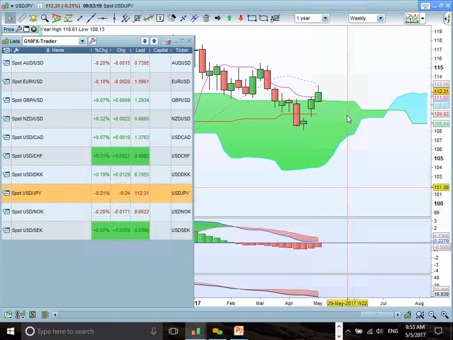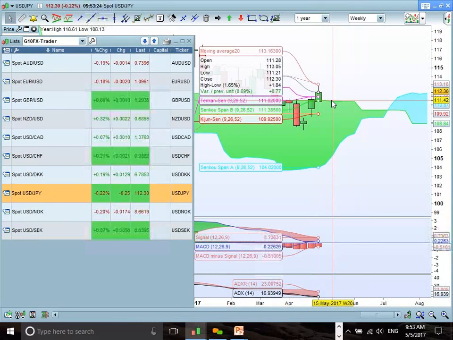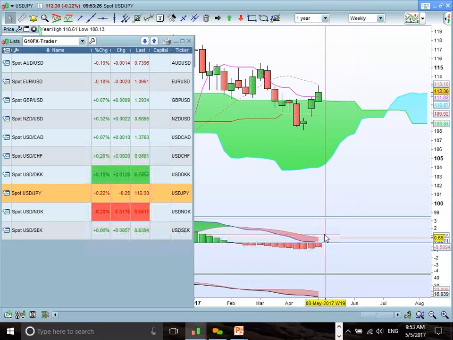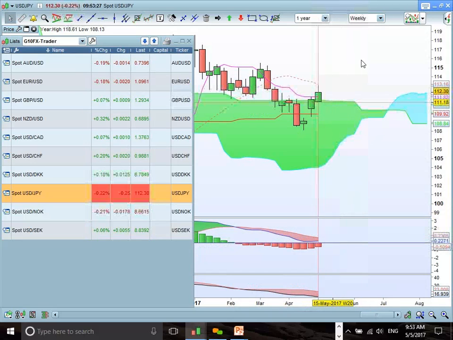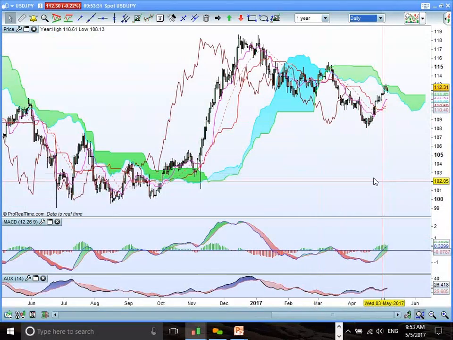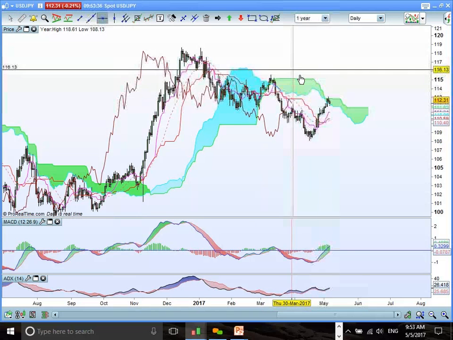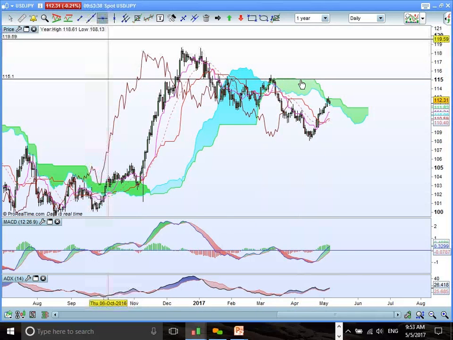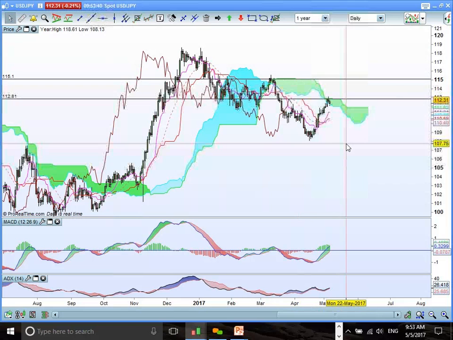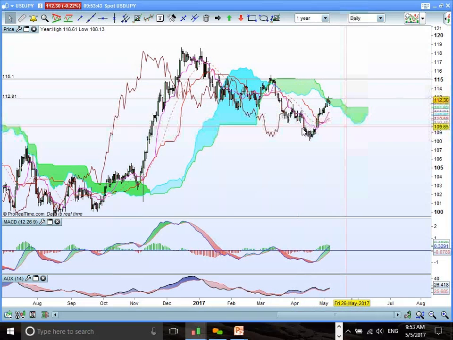US dollar yen, fighting for support here at the top end of the cloud. So far, so good. Looks like it's holding up. Looking for a possible MACD buy signal for a potential rebound trade on the top of the cloud here. The negative from a daily cloud chart perspective is we're fighting resistance levels here, fighting short-term. So there's potential for short-term downside back down to the bottom end of the cloud here.